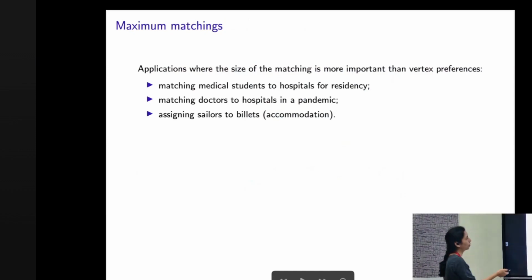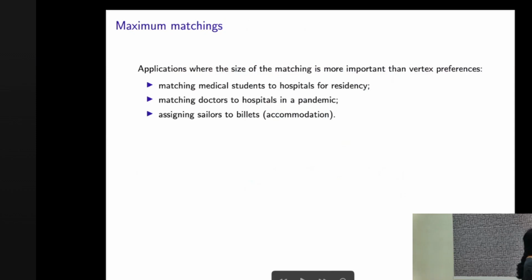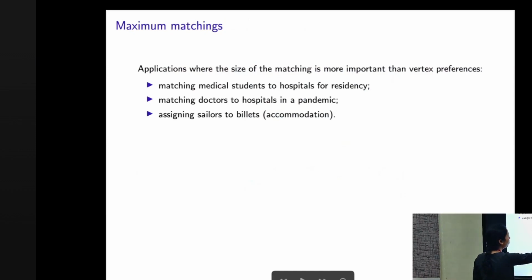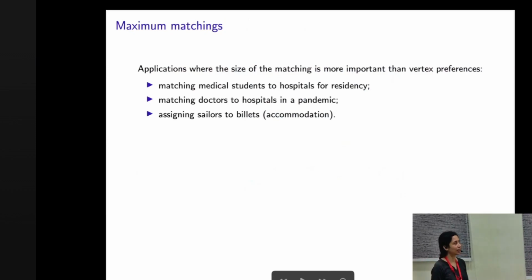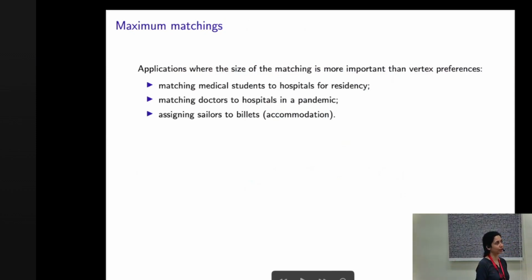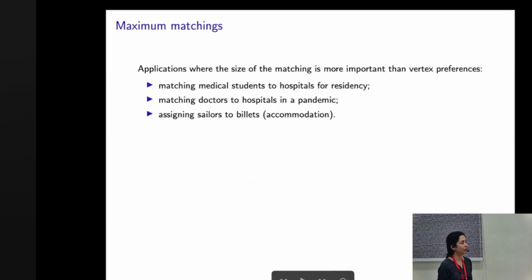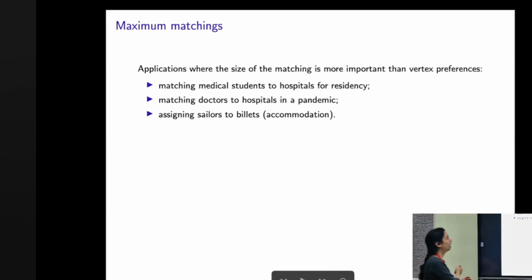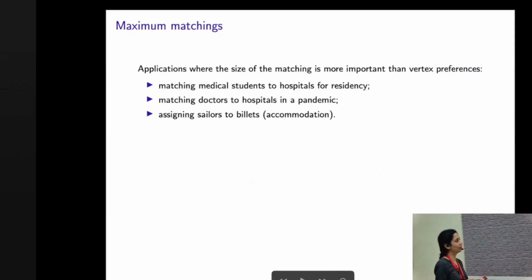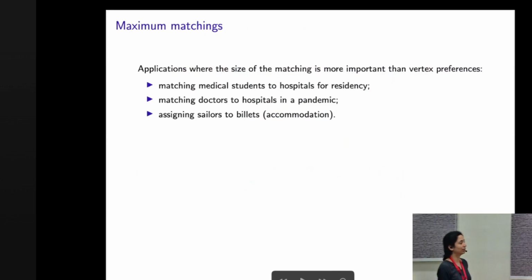In fact, we are talking about it now in the context of popular matchings, where you need to assign accommodation to sailors when they come inland, and everybody has to get accommodation. So the size of the matching is of great importance. Sailors have preferences over what sort of accommodation they want to stay in, and accommodation hosts have preferences on which sailors they would like to have. Irrespective of their preferences for each other, the size is really the most important aspect of a matching here.